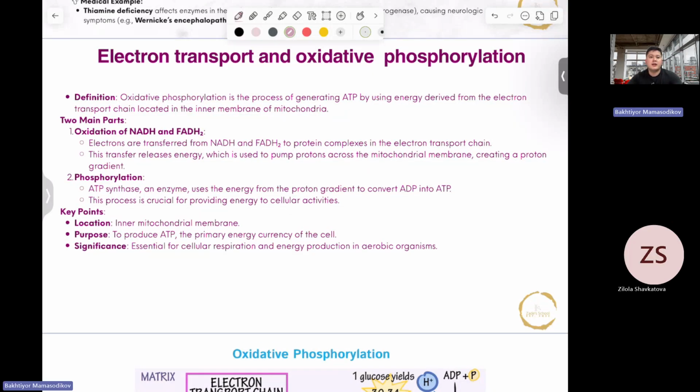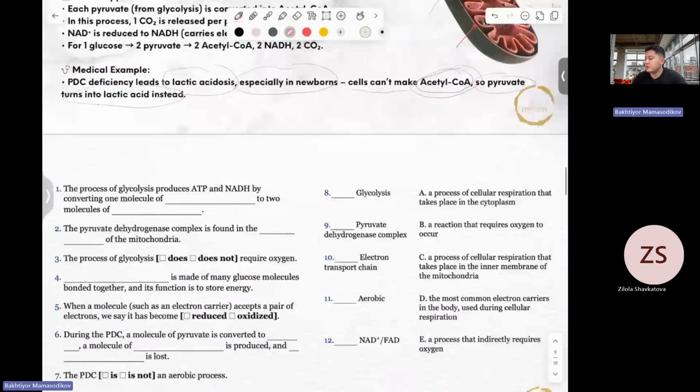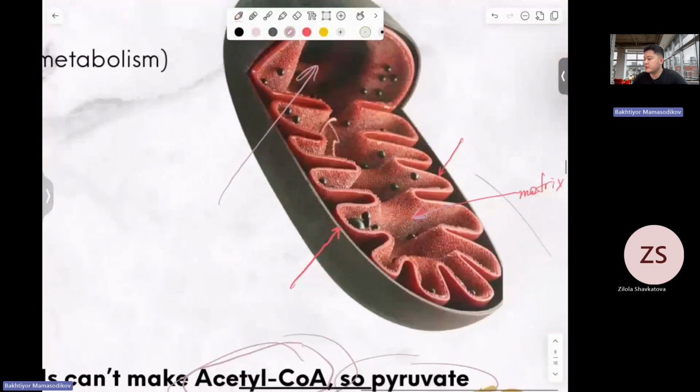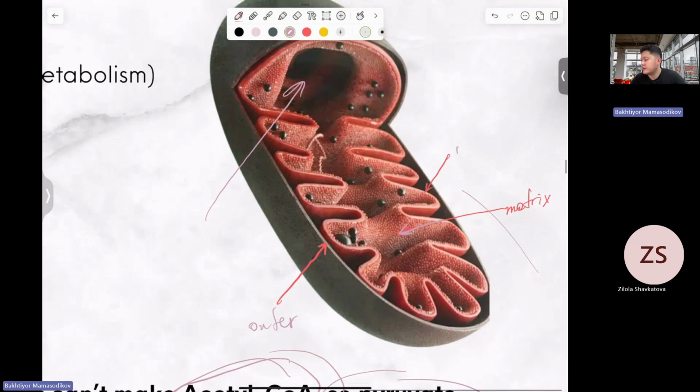Okay, let's talk about the electron transport chain and oxidative phosphorylation. So it's happening in the inner membrane of the mitochondria. Let me show you the inner membrane of the mitochondria. So this is the outer membrane, right? And this is the inner membrane, okay?